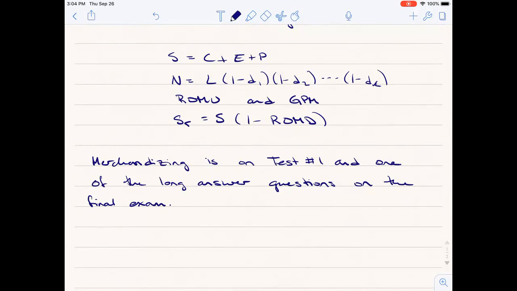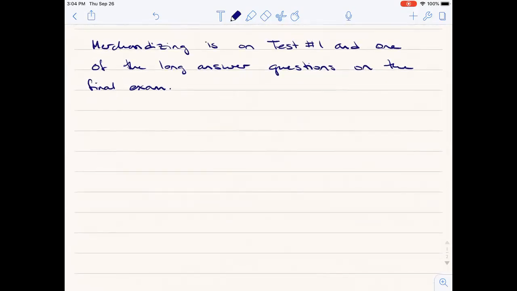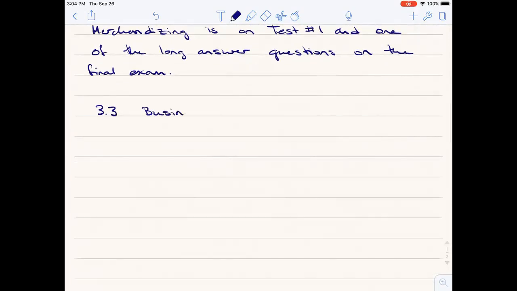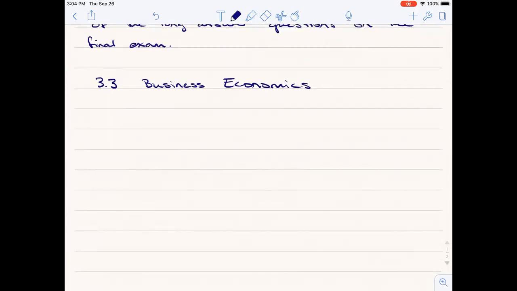Okay. So, section 3.3 is called business economics. On your formula sheet, it's called CVP Analysis. And I always forget what CVP stands for. I want to say cost, value, profit, or price, but I'm not 100% sure. That's for you to know. That's not for me to know. All I know is that it's profit functions.